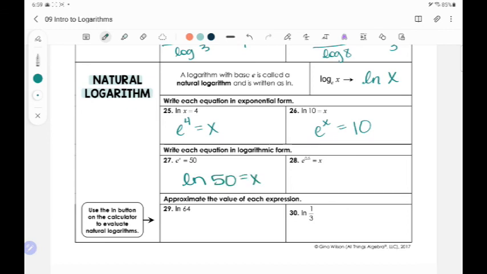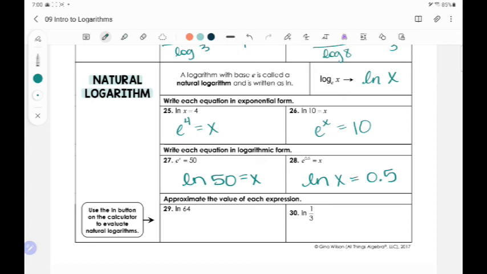Pay attention to where the x is located. So this is natural log of 50 equals x. And the next one says e to the power of 0.5 equals x. So again, I know it's a natural log of x equals 0.5. Okay? Now the last two we're going to get to calculate.